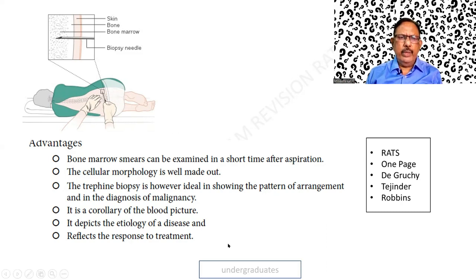Advantages of this procedure will be it can be done in a short time, but it must be a sterile procedure. The cellular morphology can be well made out. And in a biopsy, there is a pattern that can be seen. This can be used as a corollary for the blood picture, and it can find out the cause for many a disease and also the response to your treatment. These are the sources for my references.